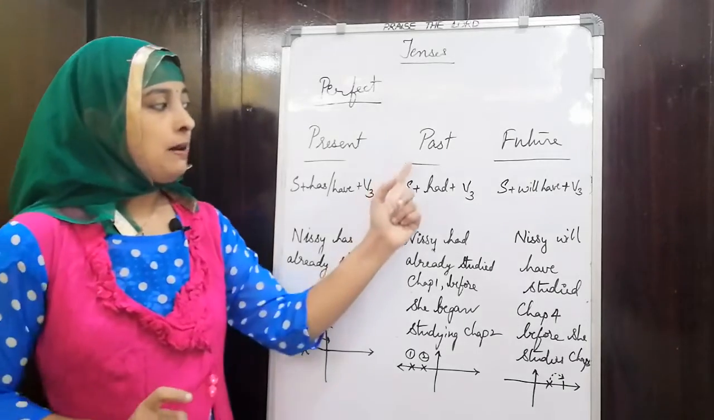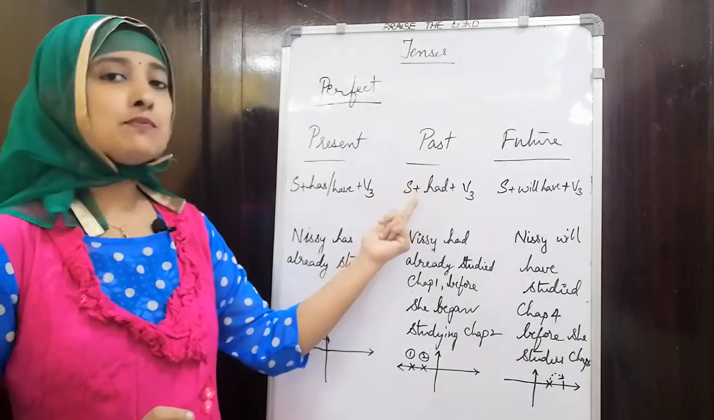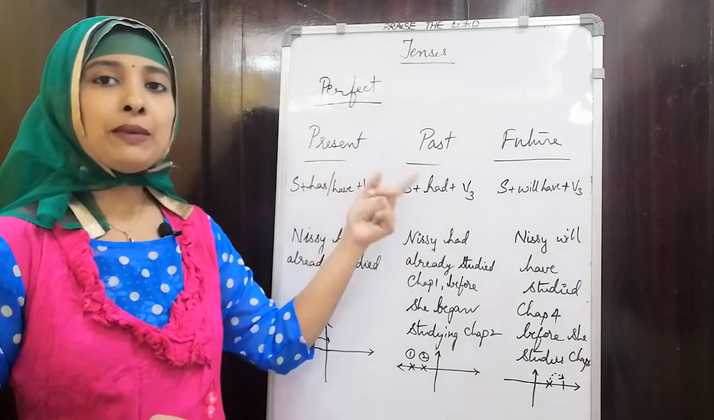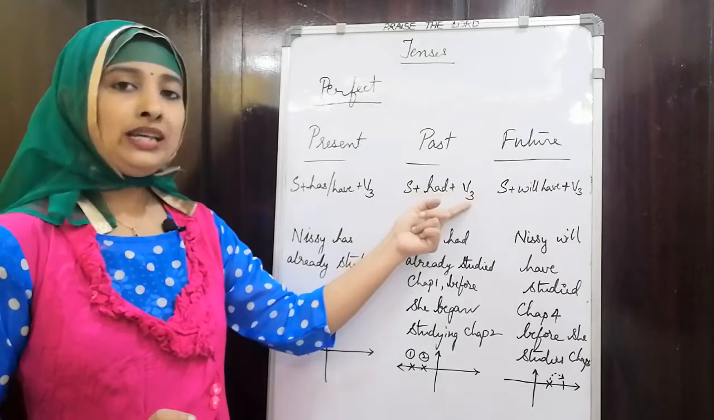Okay. Past perfect. So subject plus had, has and have will be replaced with had, and V3 as it is.